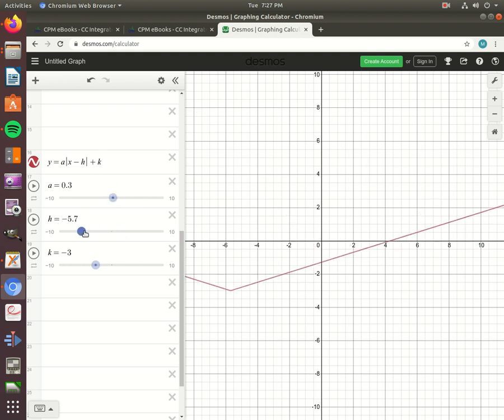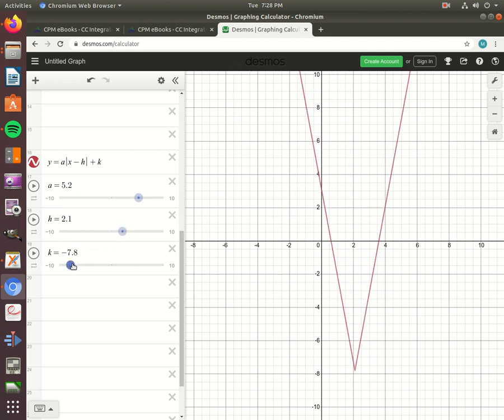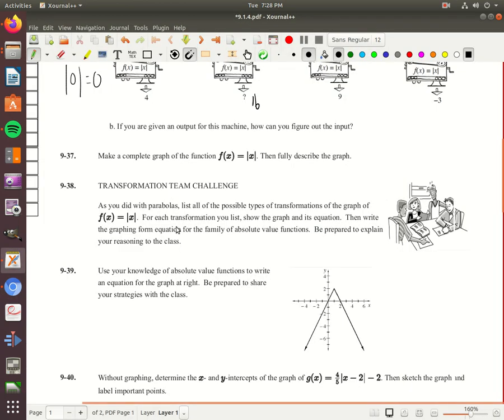H is still going to move us left and right, just like the parabola. And K is still going to move us up and down, just like the parabola. So we end up with this exact same equation. It just looks, I mean, it's obviously a little bit different, but it's just still the same A, H, and K. And what you're going to learn in Integrated 3 is that there's actually a lot of shapes that subscribe to this A, H, and K rule, where you can make it steeper with an A, you can move it left and right with an H, and you can move it up and down with the K. But I will leave that for your Integrated 3 teacher to show you, but it's kind of cool stuff. So as you did with parabolas, list all the possible types of transformations.